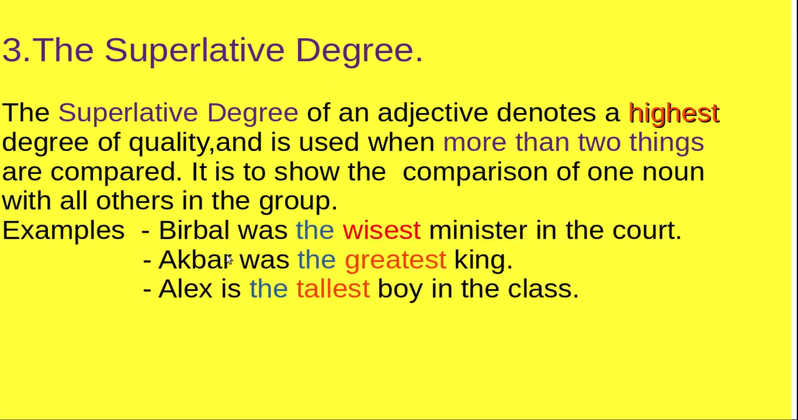See the example. Birbal was the wisest minister in the court. We consider all the ministers in that court. Among them, Birbal was the wisest. And there were many kings and emperors, and Akbar was the greatest. Alex is the tallest boy in the class. There are many boys in the class. Among them, Alex is the tallest. I think it is very clear and simple. You note this: before the superlative degree, there will be the article the. It is very important.